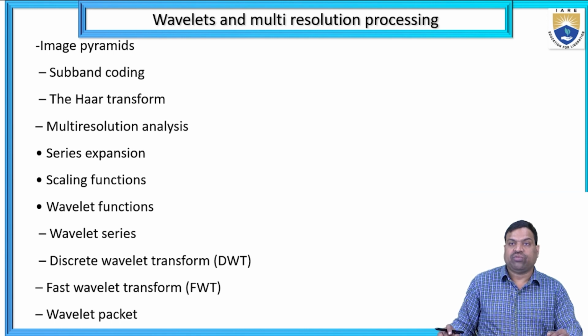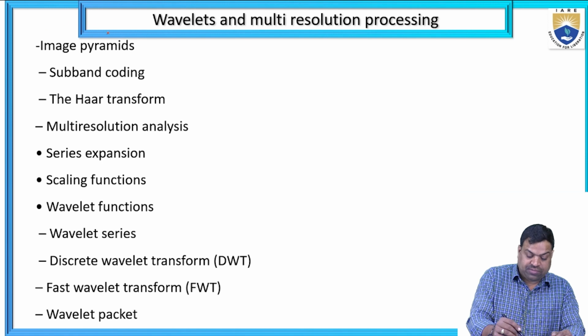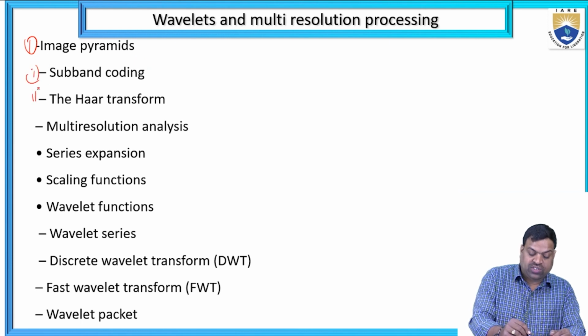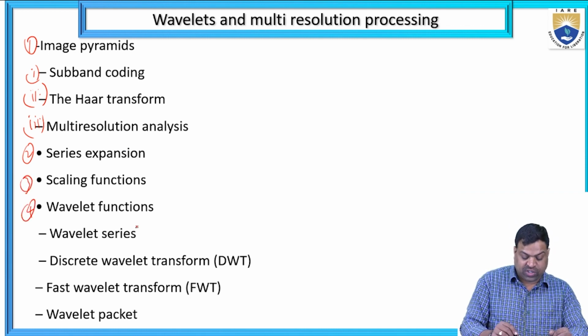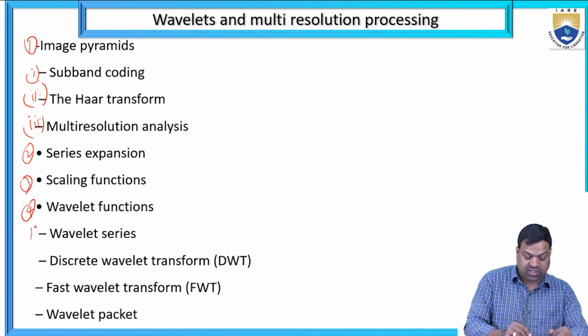There are so many types of wavelets and multi-resolution processing. Here we will discuss the wavelets image pyramid. In this image pyramid, the first one is subband coding, the second one is the Haar transform, and the third one is multi-resolution analysis. In the second type, series expansion. The third one is the scaling function. The fourth one is the wavelet functions. In the wavelet functions, there are subtypes. First, wavelet series. Second, discrete wavelet transform. Third, fast wavelet transform. Fourth, wavelet packets.